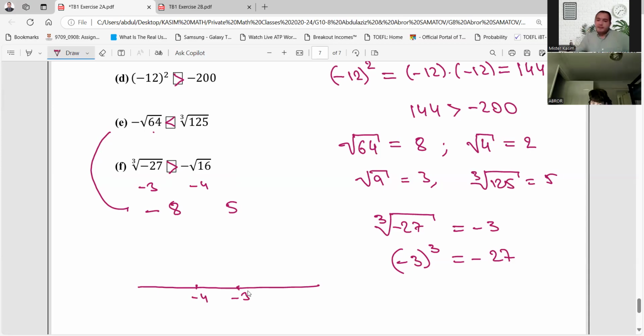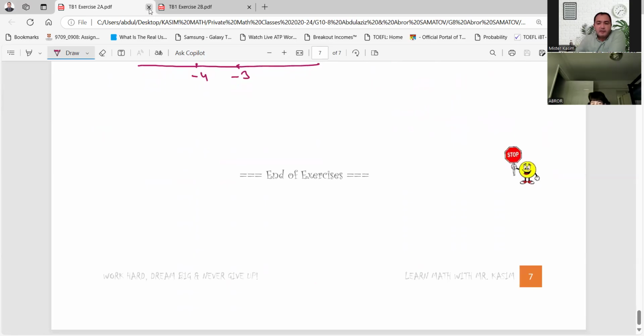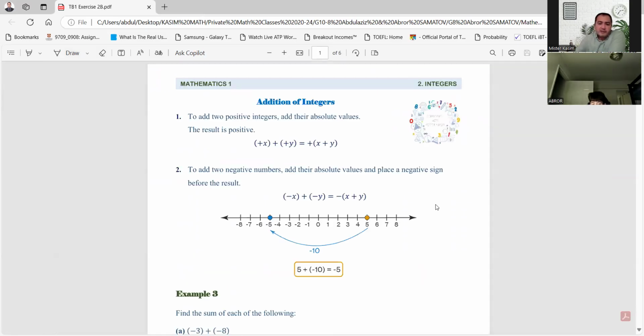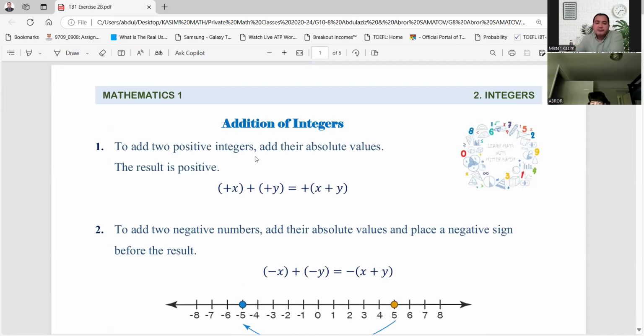Okay, these are just basic things. And now we will practice how to add and subtract integers. Addition, let's start with adding integers. Read it. To add two positive integers, add their absolute values, the result is positive. Okay, addition is no problem. You know how to add two positive integers. You just add, right? 5 plus 6 is 11. 2 plus 5 is 7. 9 plus 10 is 19. It's no problem with this.